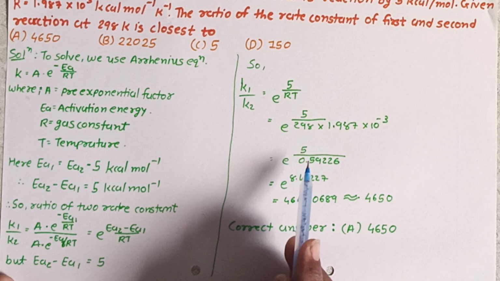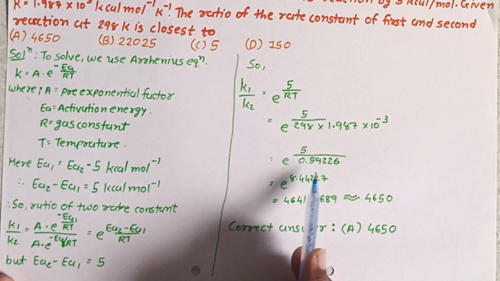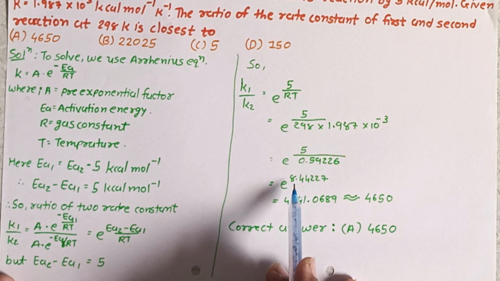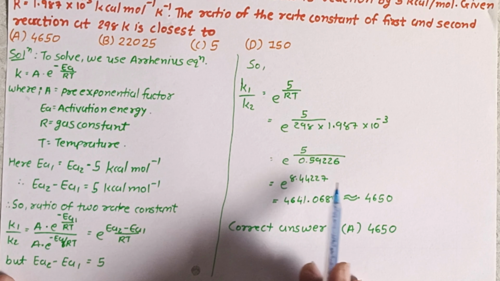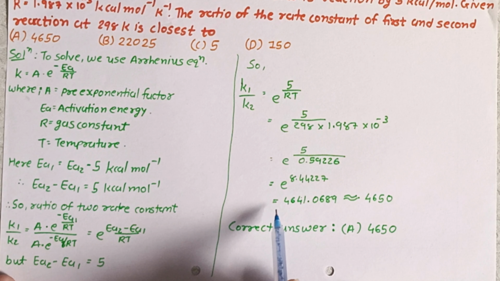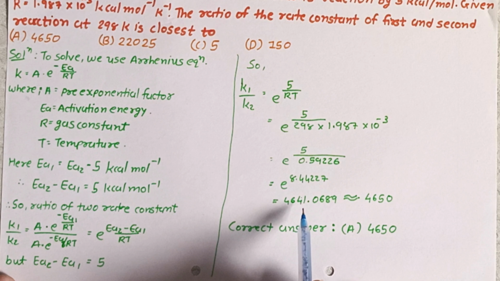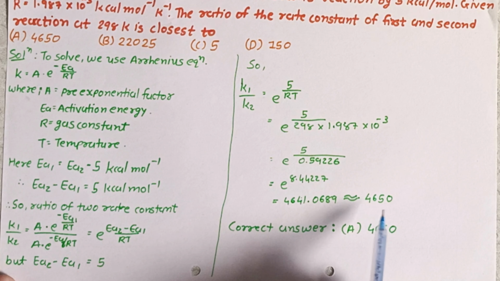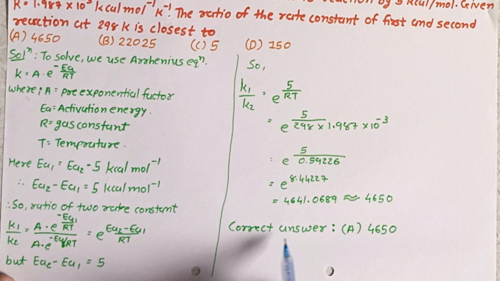So e raised to 5 upon 0.59226, so e raised to 8.44227. So the answer is 4641.0689, nearly 4650. So the correct answer is A, 4650.